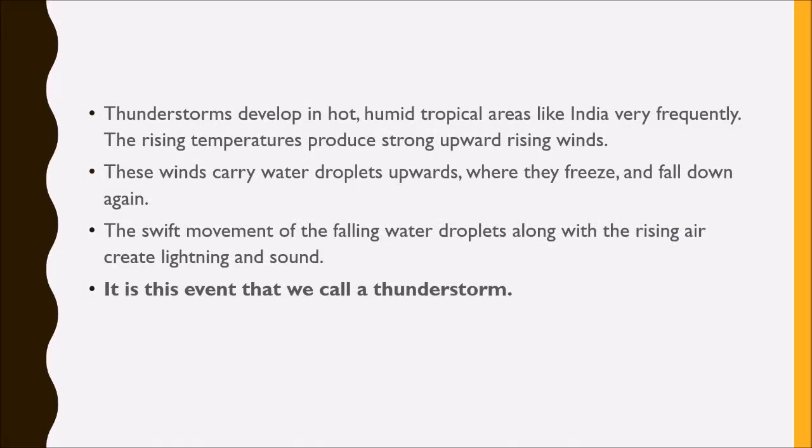Thunderstorms develop in hot, humid, tropical areas like India very frequently. The rising temperatures produce strong upward rising winds. These winds carry water droplets upwards where they freeze and fall down again. The swift movement of the falling water droplets along with the rising air creates lightning and sound. It is this event that we call a thunderstorm.